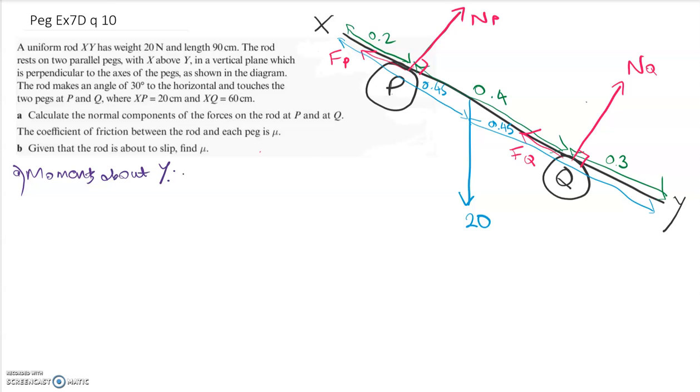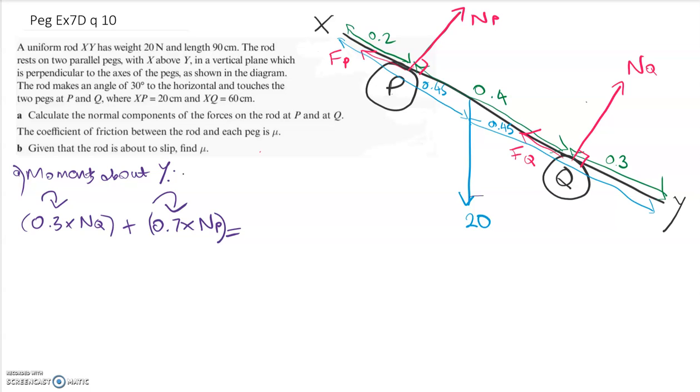So I'll have 0.3 times NQ, and that would go clockwise. Add 0.7 times NP equals, now because the weight force is not already perpendicular, I have to find the perpendicular distance of it from the end.